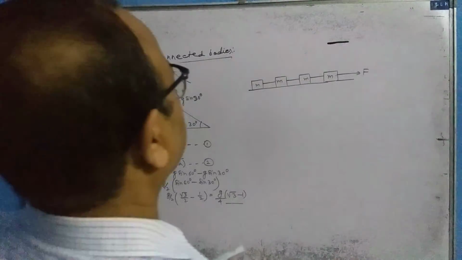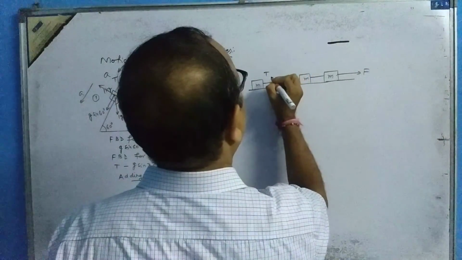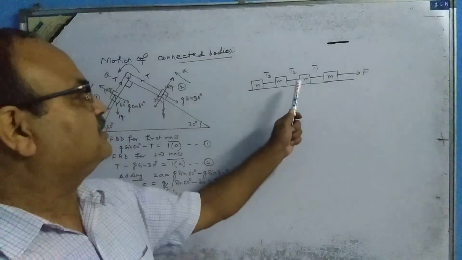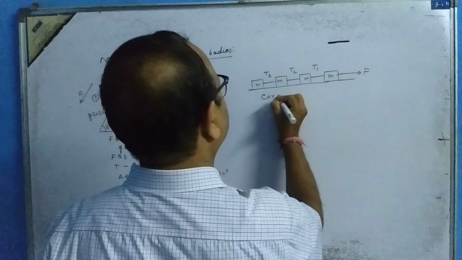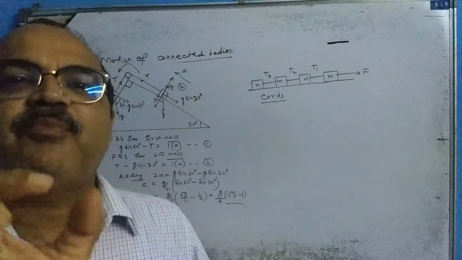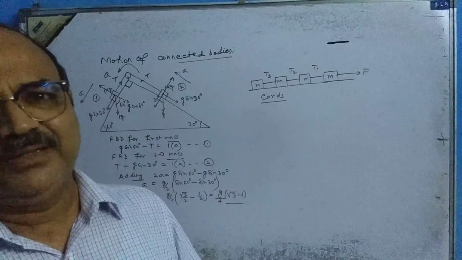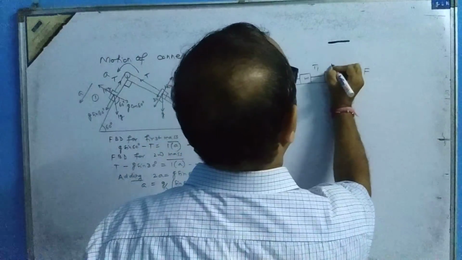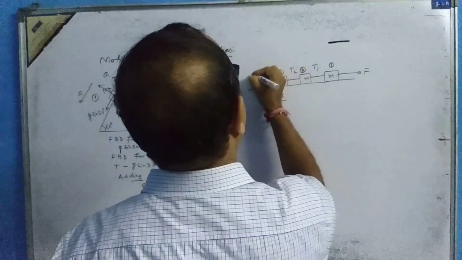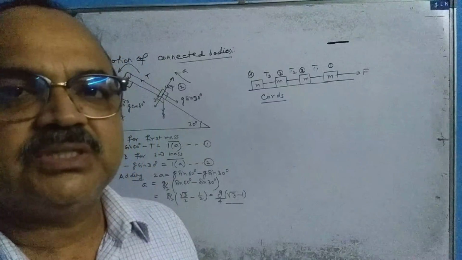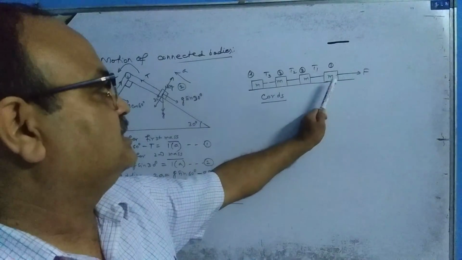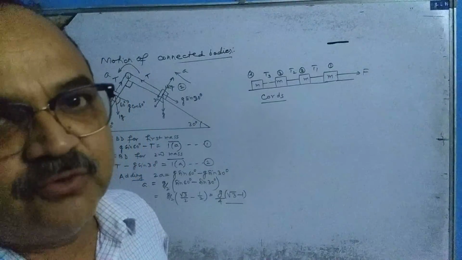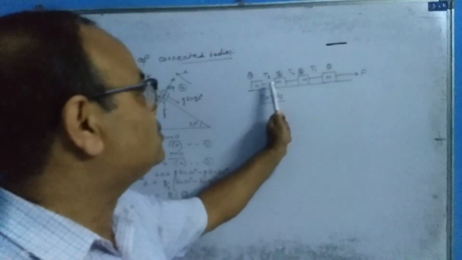And suppose there are three cords. Here is the tension T1, this is T2, this is T3. These are the three cords. These masses are connected with each other with the help of the cords, strings. This is the first mass, this is the second mass, this is the third mass, this is the fourth mass. Okay? First mass is pulled by the force F. We have to find out the tension in each cord.